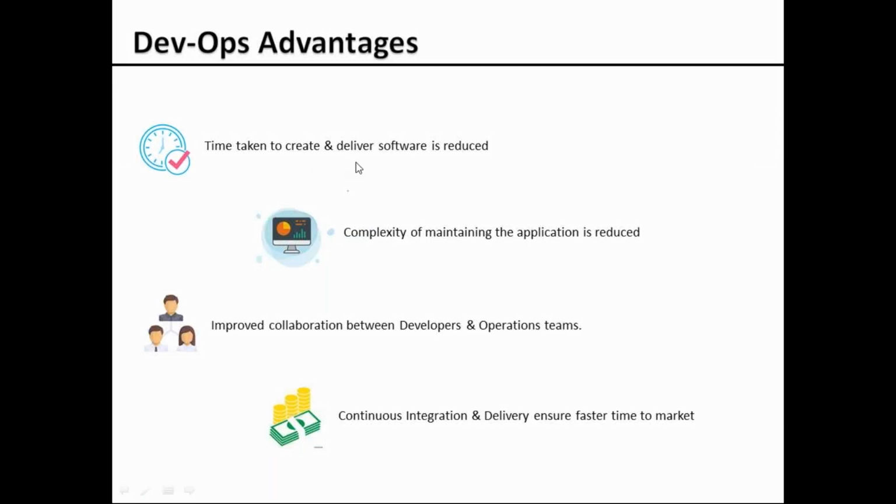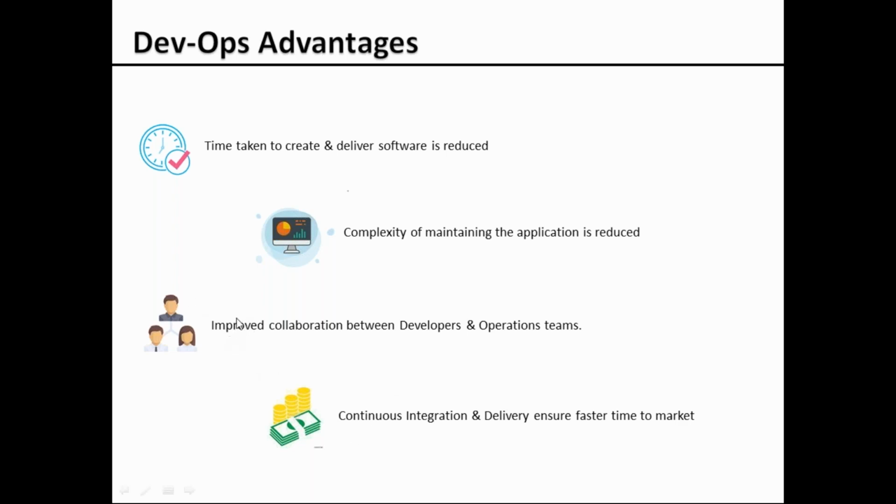Isn't it? So the time taken to create and deliver software is reduced, and the complexity of making the application is also reduced, because if you are deploying the complete software all at once, there could be a chance of breaking, or if there is any issue, it is very difficult to debug and find out what that issue is. Since you are making small pieces of your entire software, it is very easy to find out if any problem occurs, and it's very easy to maintain that particular small piece of application or software, right?